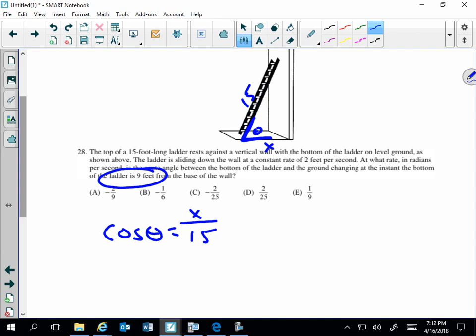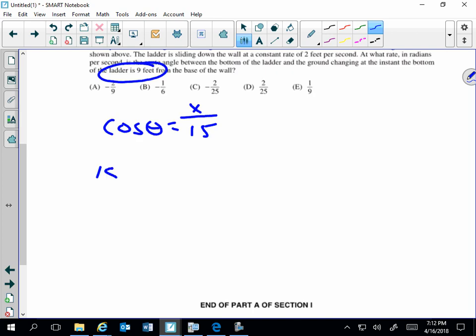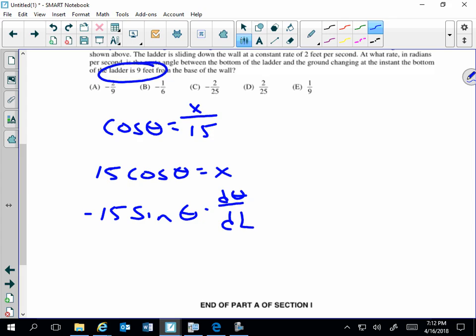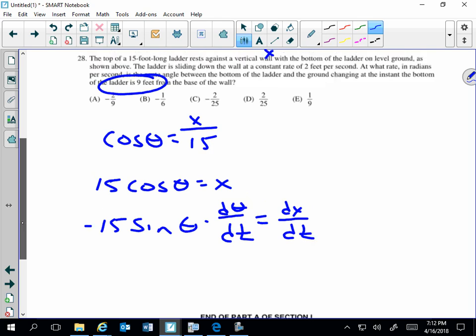All right, I'm going to make this a little easier just to get rid of the fraction. Take the derivative with respect to time, because it's in feet per second. We're doing this with respect to time. The derivative of cosine is negative sine. So I have negative 15 sine theta times d theta dt. And the derivative of x is just dx dt.